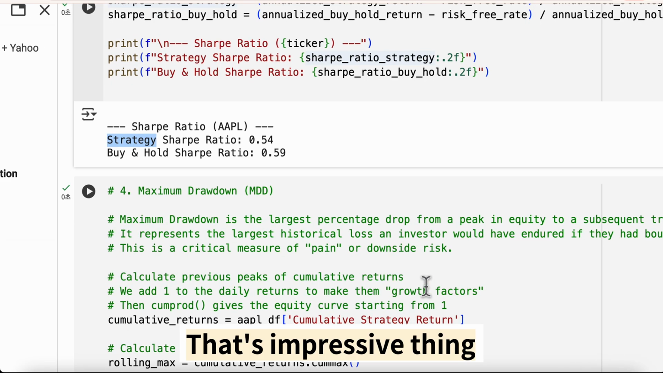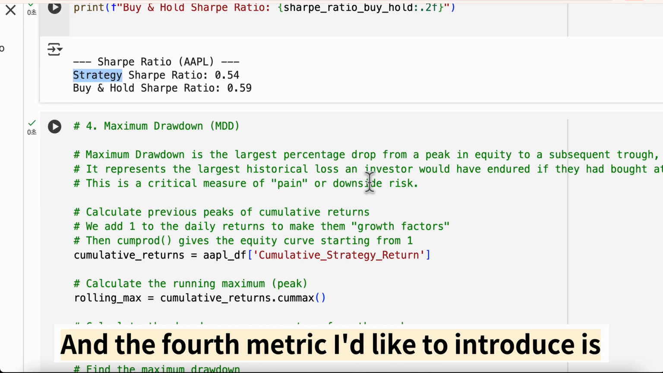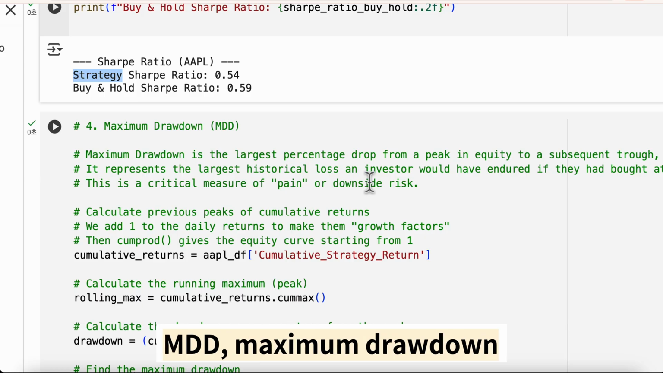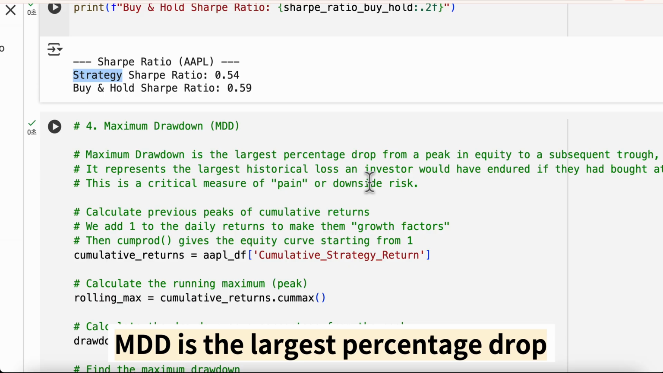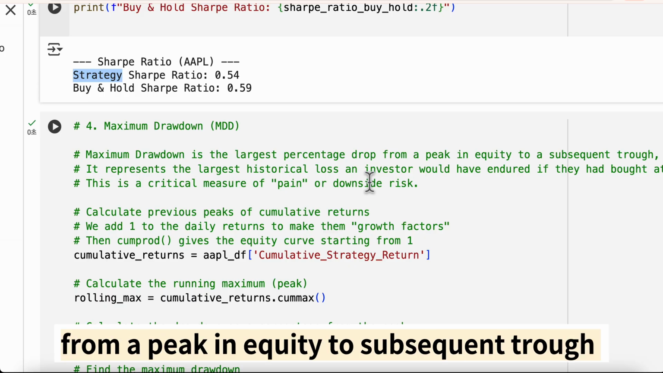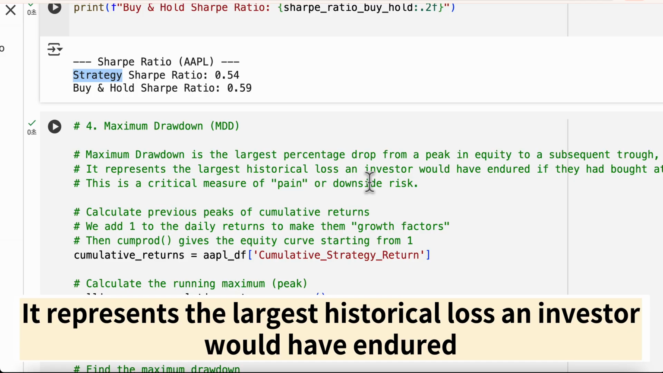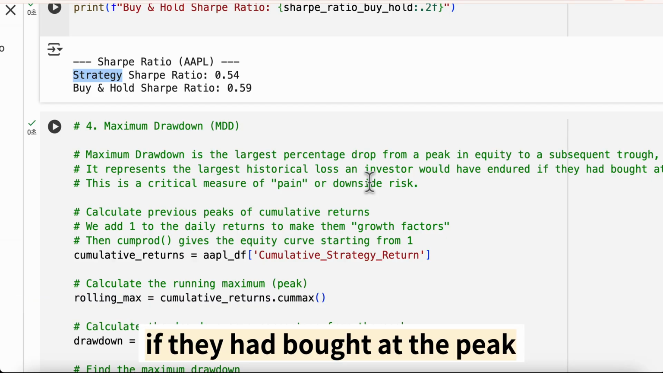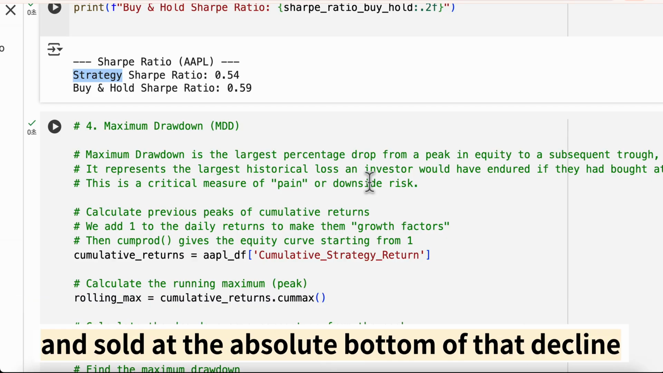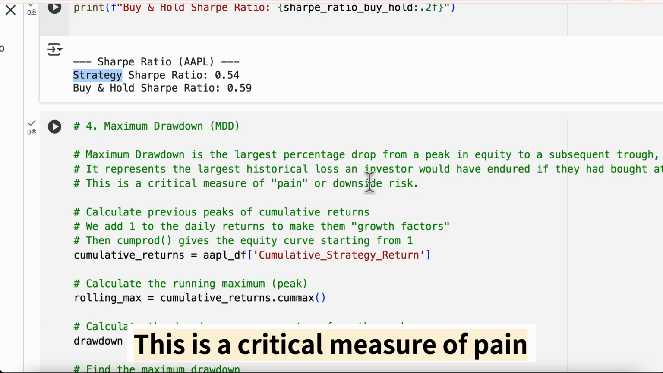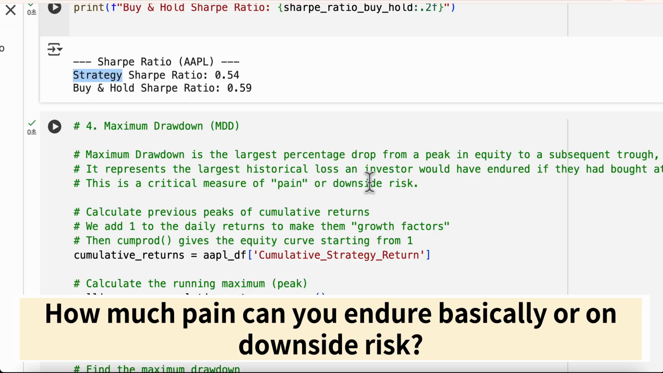That's an impressive thing. And the fourth metric I'd like to introduce is MDD, Maximum Drawdown. MDD is the largest percentage drop from a peak in equity to a subsequent trough before a new peak is achieved. It represents the largest historical loss an investor would have endured if they had bought at the peak and sold at the absolute bottom of that decline. This is a critical measure of pain. How much pain can you endure, basically, or downside risk?